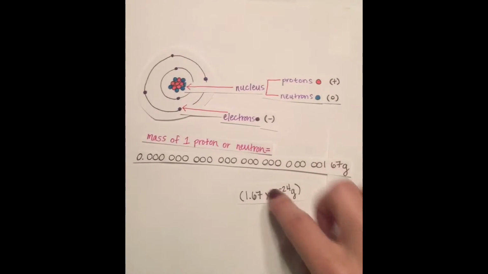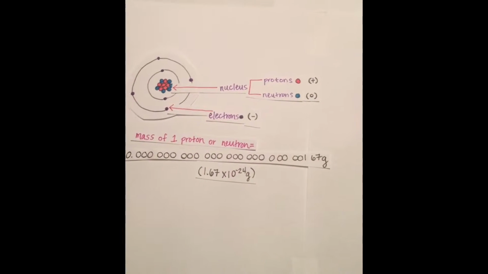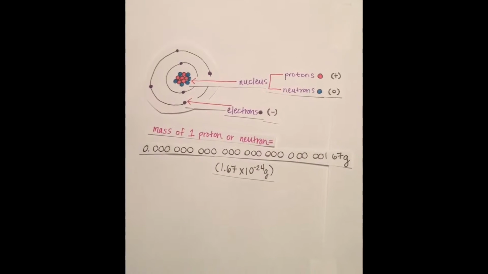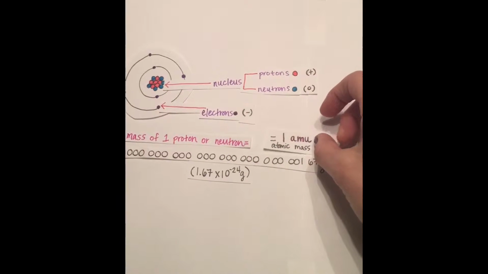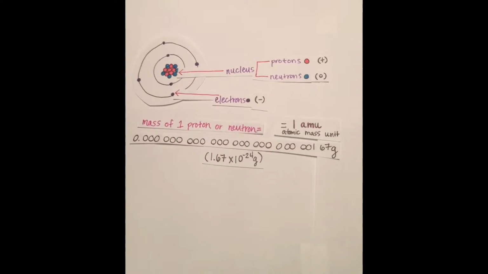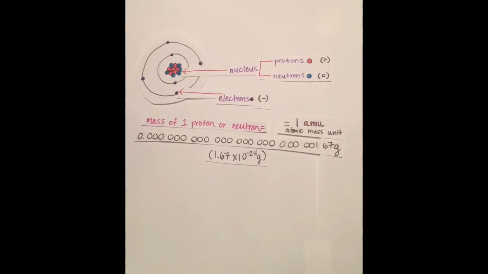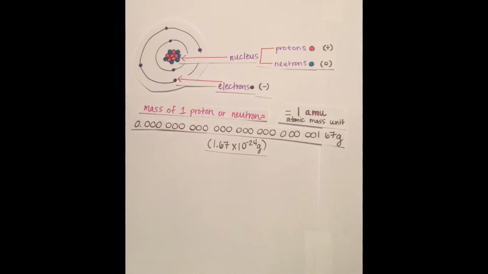And if we were to use scientific notation, you could do this. But scientists have come up with a really easy way of measuring the mass of a proton or a neutron, and that's what we call 1 AMU. And AMU stands for atomic mass unit. Now, 1 AMU, that's really, really small. It's not even 1 gram.